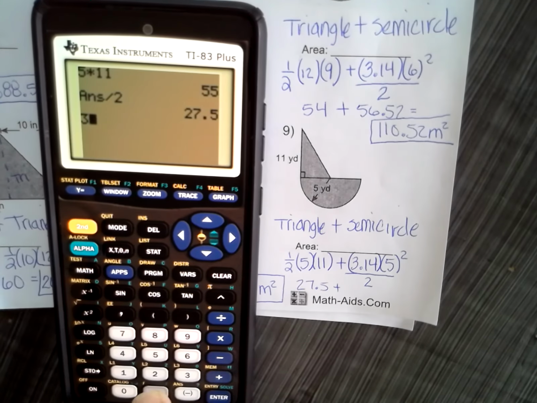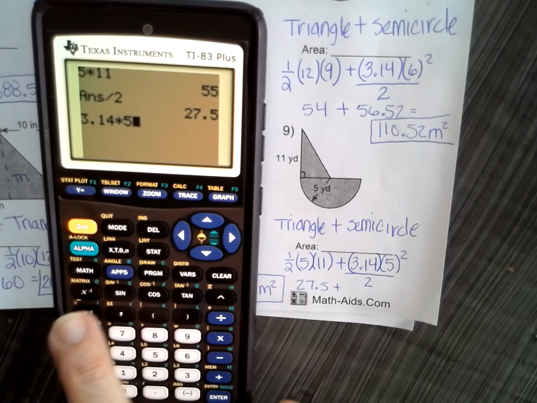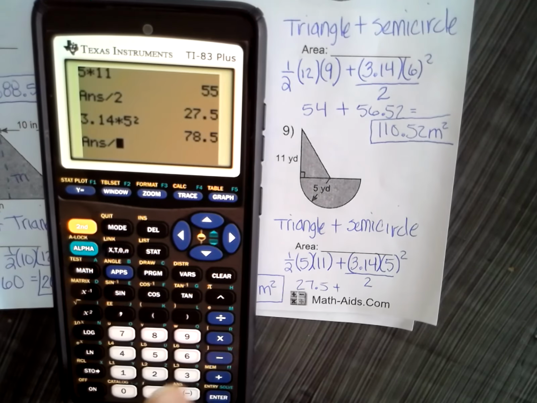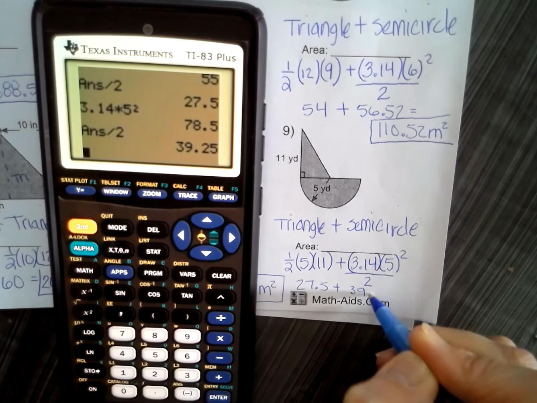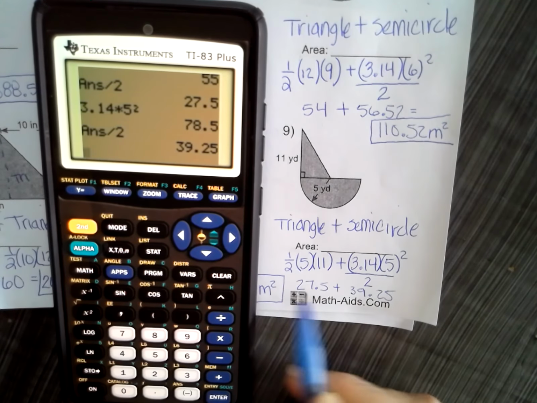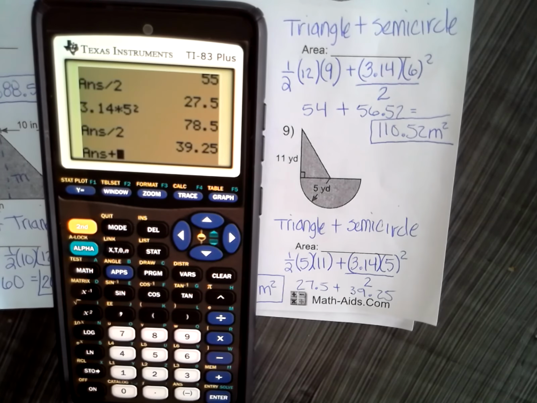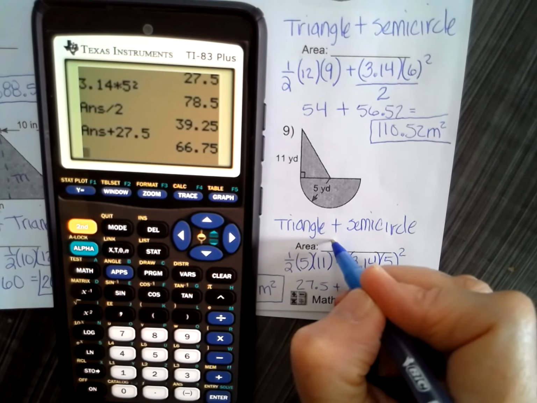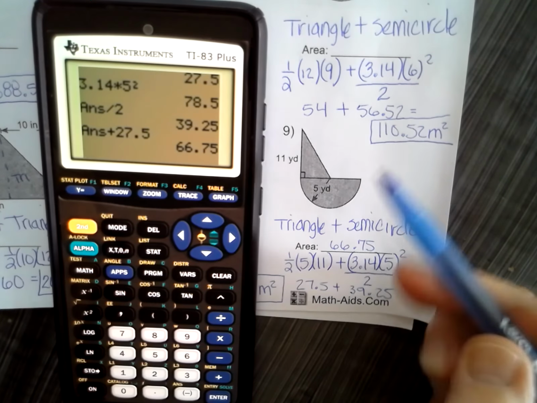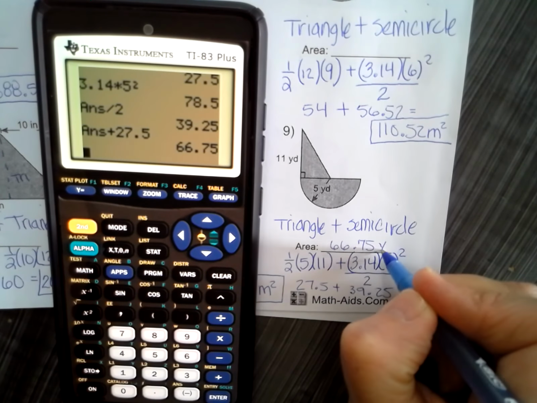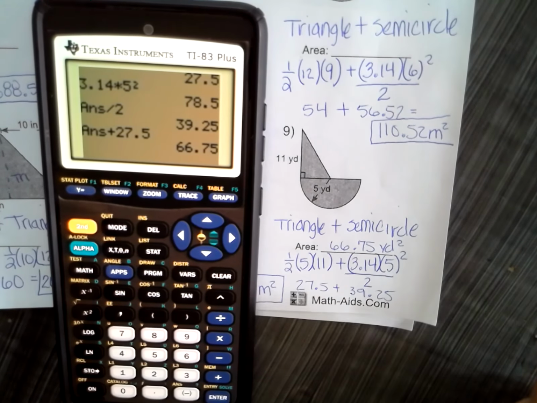Now we've got 3.14 times 5 squared. We're going to divide that by 2, and we get 39.25. We're going to add these two things together, and we get 66.75. And what units are those going to be? Yards squared.